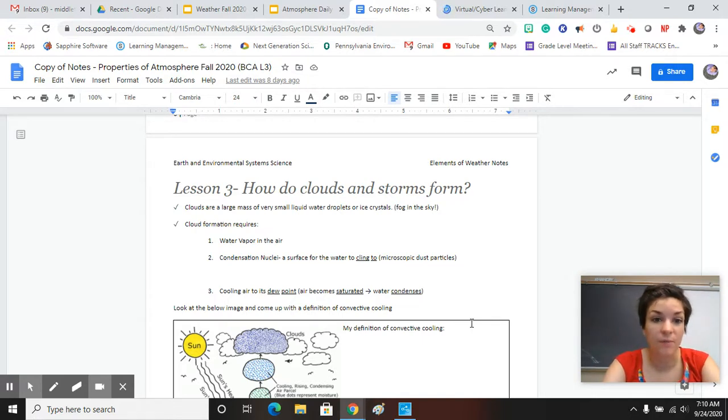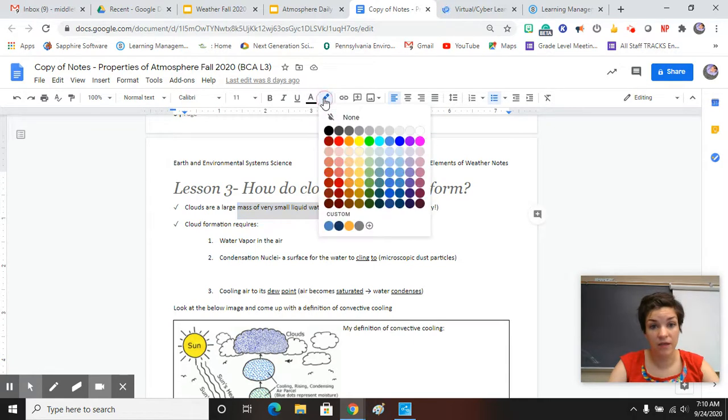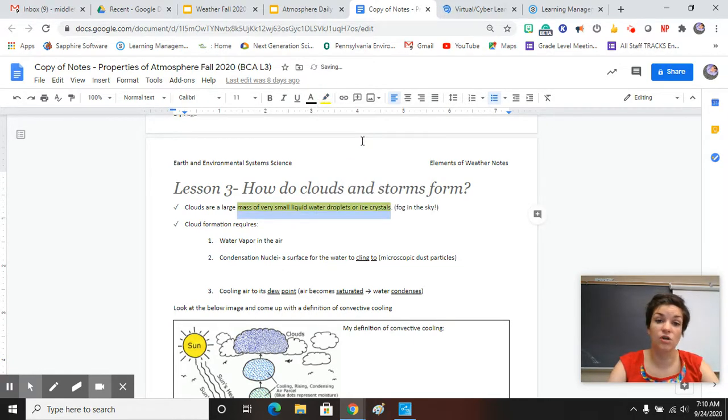Today we're going to be talking about lesson 3, how do clouds and storms form? All right. So let's just jump right into it. Clouds are a large mass of small liquid water droplets or ice crystals. And whether it's droplets or ice crystals depends on how high in the atmosphere, in the troposphere, it forms.